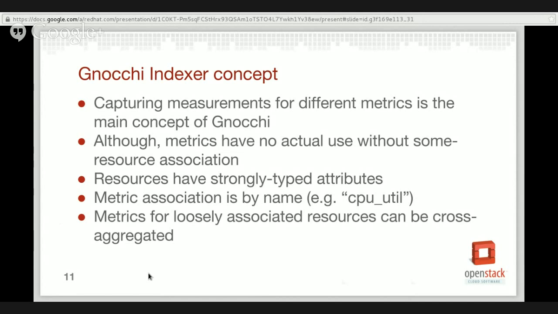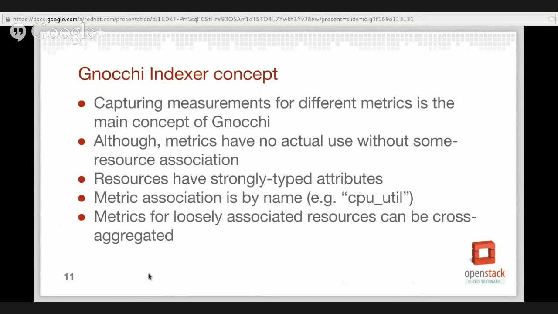And then if you have a loosely associated group of resources, for example, a bunch of instances, so the resources are of the same type, and those resources have some kind of defining quality. For example, they all have the same value for their server group attribute, which would be the case if these instances were all spun up by Heat as part of the same autoscaling group.